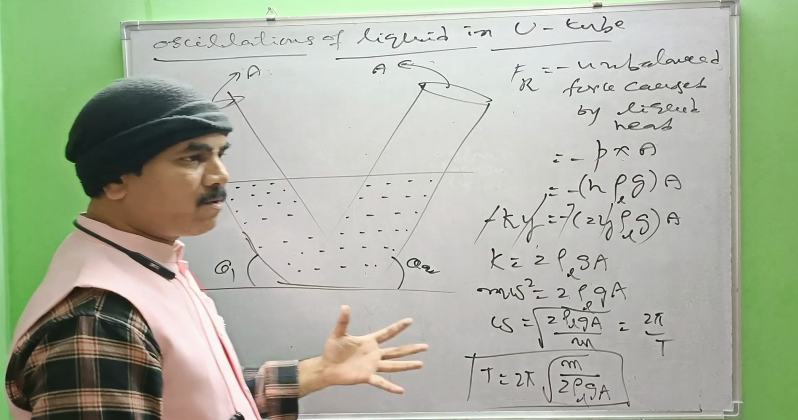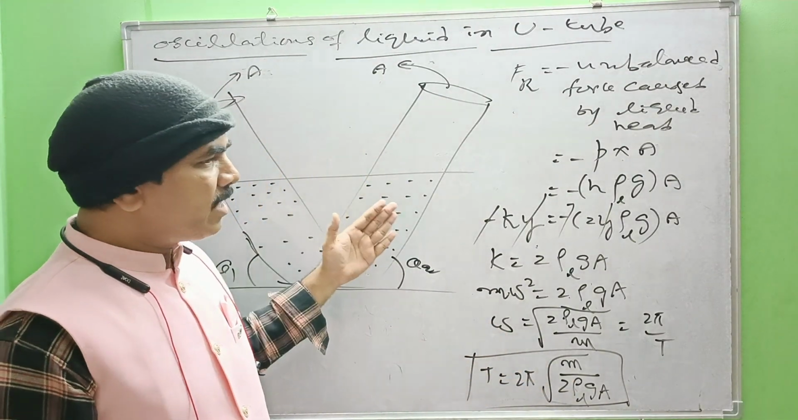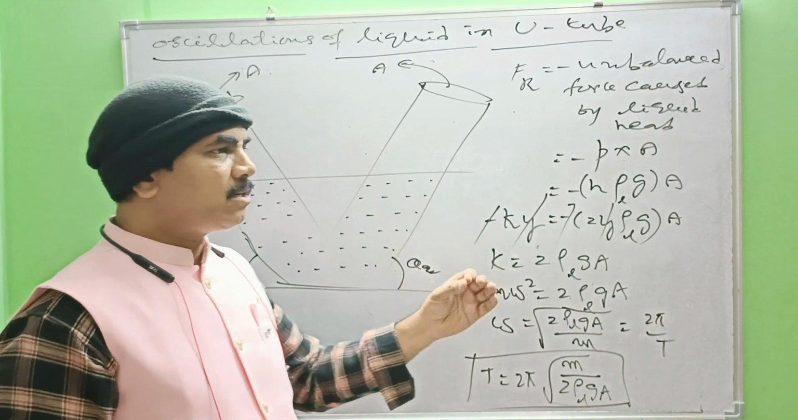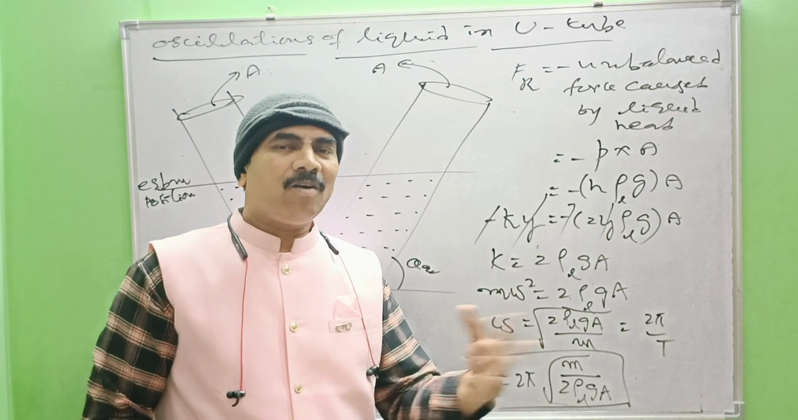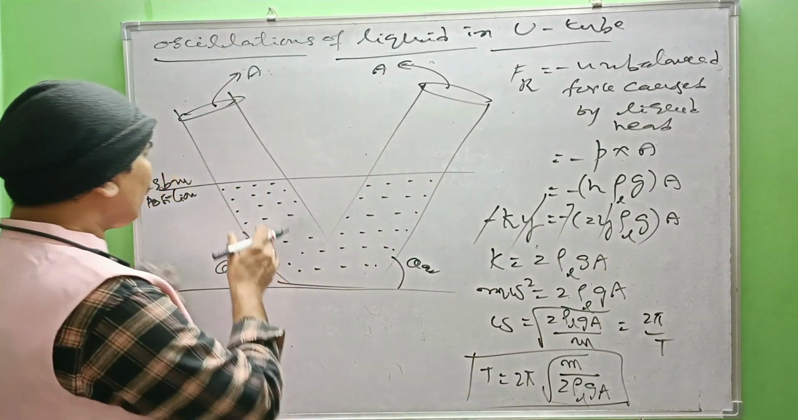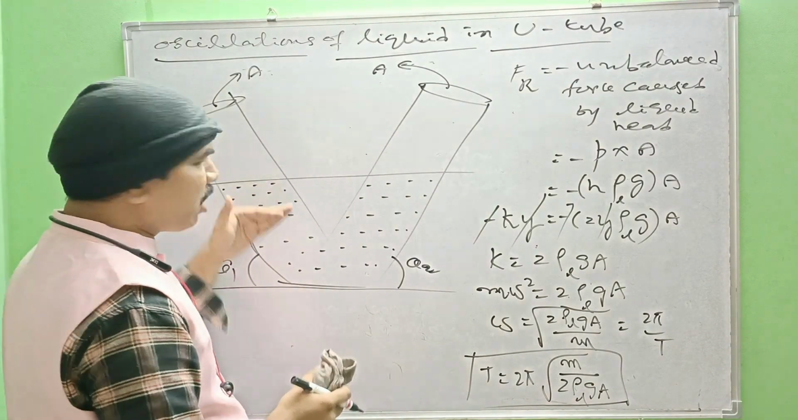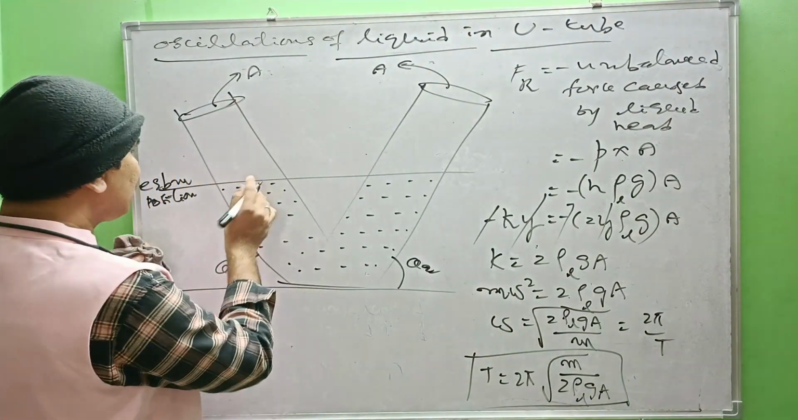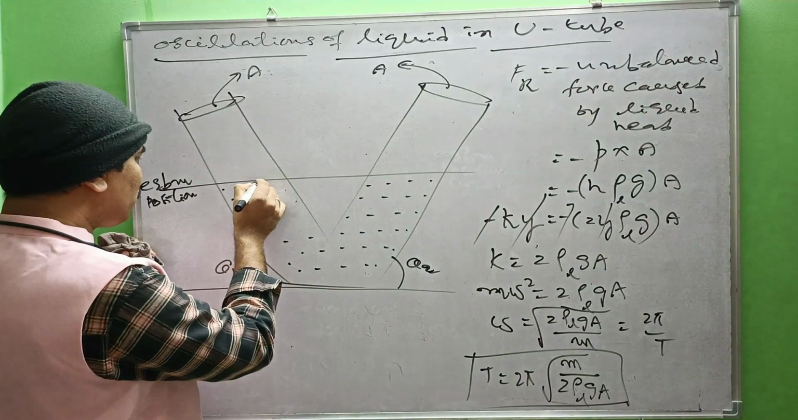Now what is the second step to be followed? The body should be displaced through a small distance and left itself to make oscillation. So here, the liquid in either the left limb or the right limb is to be pushed down. For example, see, this is the level. See here, it is to be pushed like that.